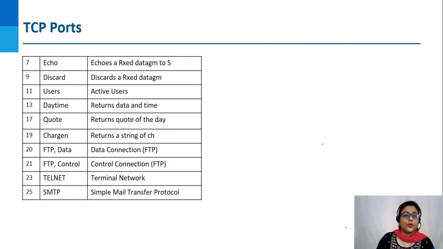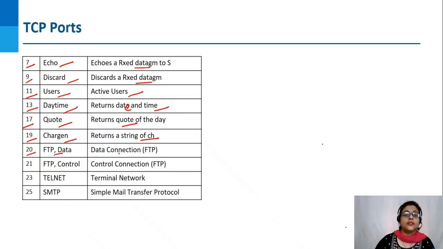What are the important TCP ports? Port number 7 is the echo port, which echoes a received datagram to the server. Port number 9 is the discard message, which discards a received datagram. Port number 11 is users, which mentions the active users. Port number 13 is the daytime process. It returns date and time. Port number 17 is the quote process, which returns the quote of the day. 19 is chargen that returns a string of characters.